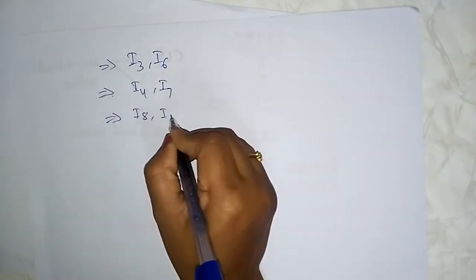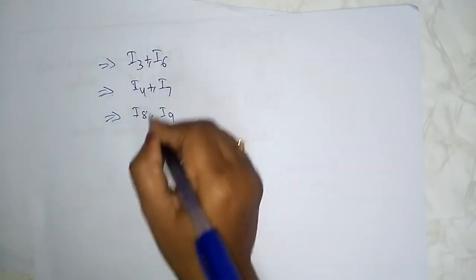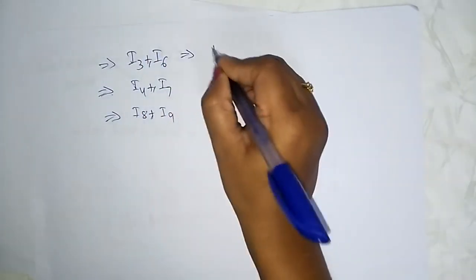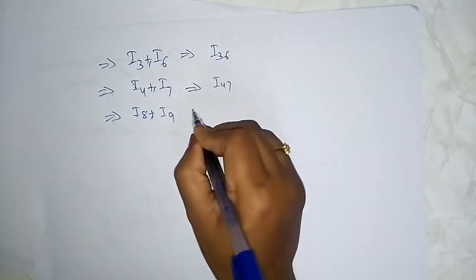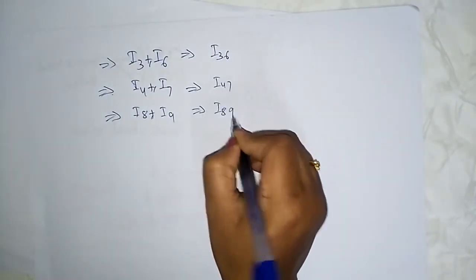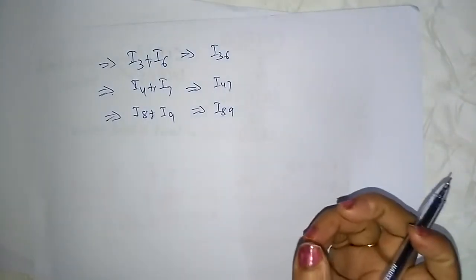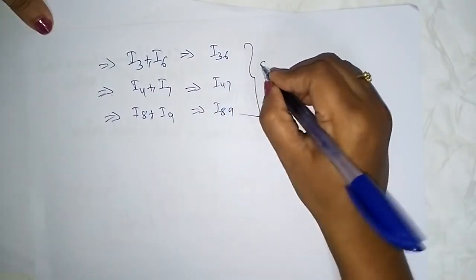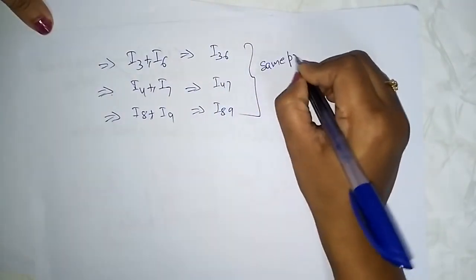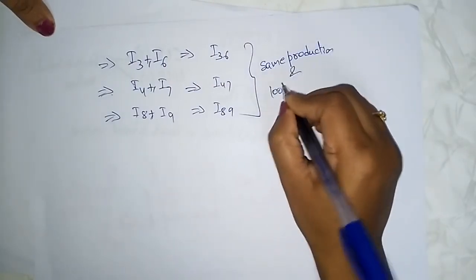Write I8 and I9 also. Just combine these, and we get I36 as a new state, I47 as a new state, and I89 as a new state. These states have the same productions and only the look ahead values are different.